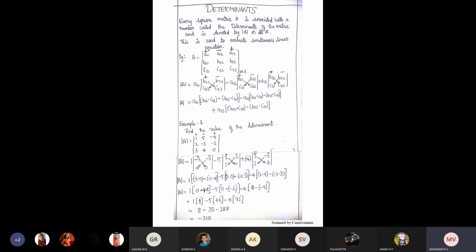Next, you can take an example. Find the determinant of, I'll give you all plus values, don't worry, it is quite complicated here. Row one: 1, 5, 4. Row two: 2, 3, 2. Row three: 3, 4, 0.